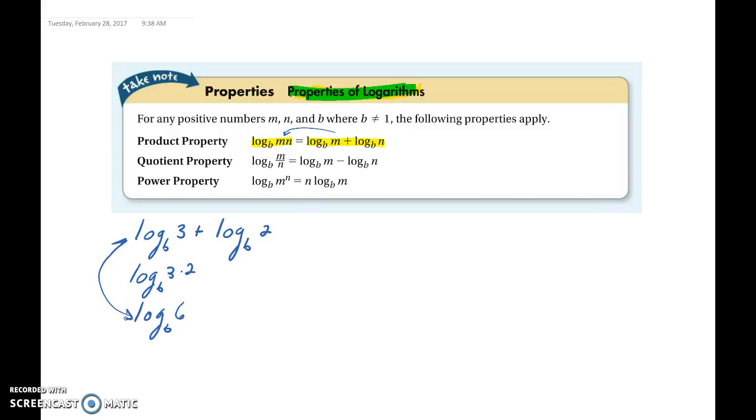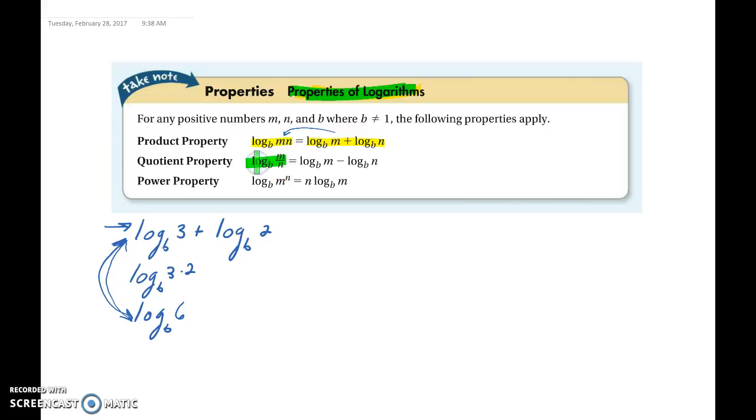So the product property is if we have two logarithms with the same base being added together, then we can multiply the two numbers together. And also, if we're given a log with the base b of 6, if we wanted to separate this, we could separate it into what we originally started with: log base b of 3 plus log base b of 2.